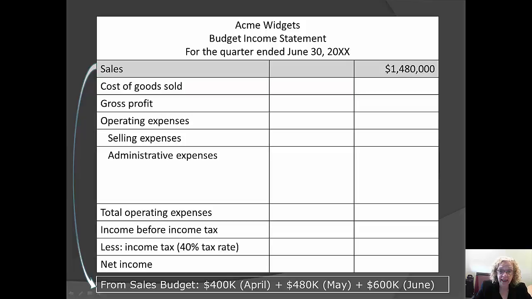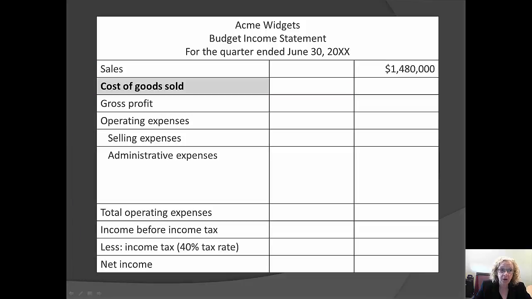So all we have to do is add up sales revenue from April, from May, and from June to get the total budgeted sales revenue for the period. Next, we need cost of goods sold. If this happened to be a just-in-time firm, that would be very easy because just-in-time firms always sell exactly what they make. This firm has an inventory policy.